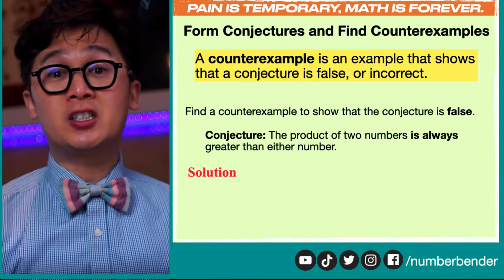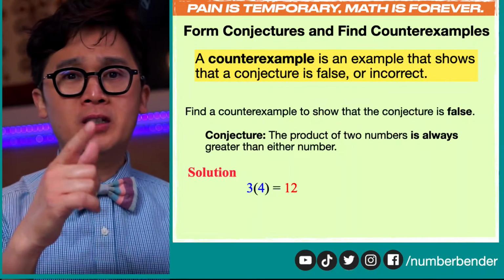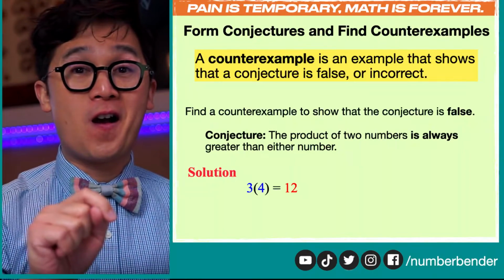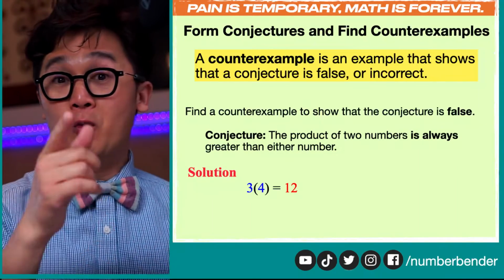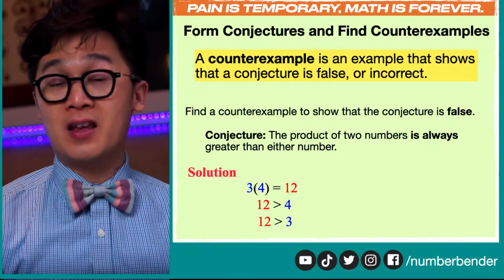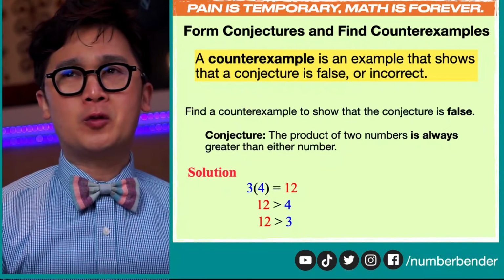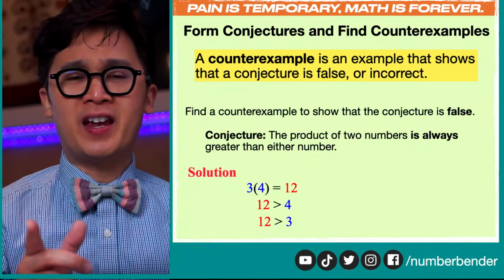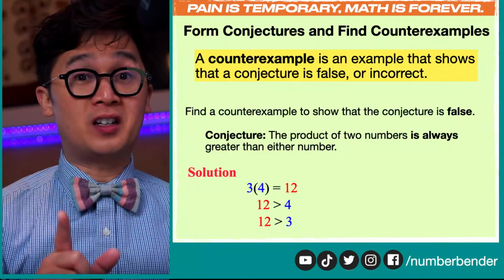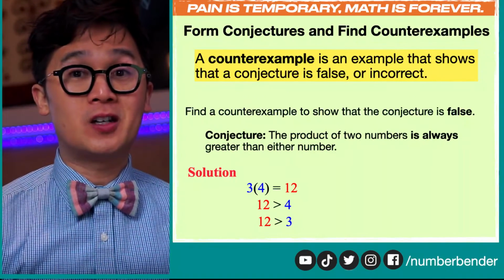To show you this conjecture, let's say we have 3 times 4. We know that 3 times 4 is equal to 12. And according to the conjecture, the product of two numbers is always greater than the numbers. Well, it's true for this specific example because 12 is greater than 4 and 12 is greater than 3, which are the numbers that we multiplied to get 12. And if we use 5 and 6, 5 times 6 is 30. 30 is greater than 5, and 30 is greater than 6, which is also true. But is it always true?